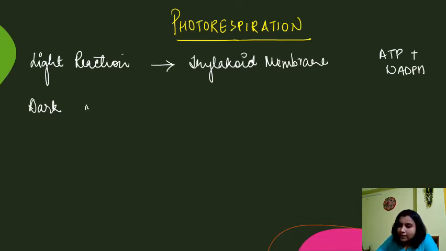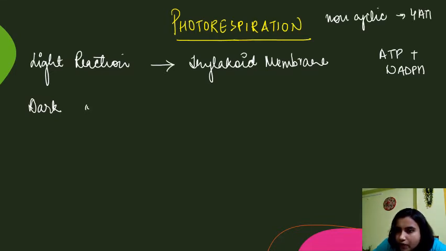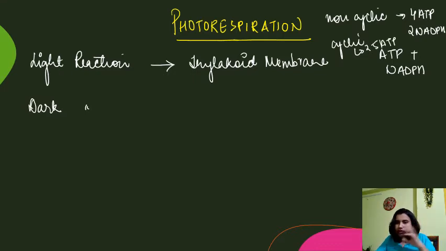In the non-cyclic reaction, we got 4 ATP and 2 NADPH, but for cyclic, we got only 2.5 ATP. So these are the end products of your light reaction. And in the dark reaction, what basically happens? The plant will utilize the energy packets. These are known as energy packets. The plant produces these energy packets and fixes them here.